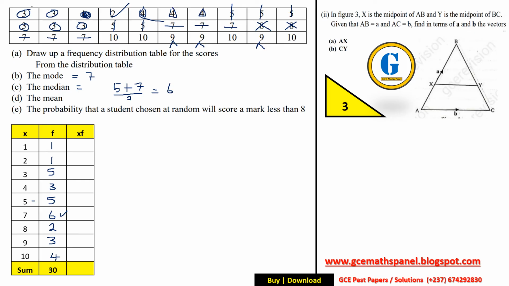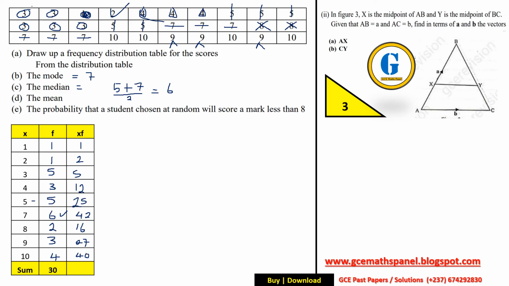So I'll say 1 times 1, 1, 2 times 1, 2, 3 times 5, 15, 4 times 3, 12, 5 times 5, 25, 7 times 6, 42, 8 times 2, 16, 9 times 3, 27, 10 times 4, 40. Now we sum all of this.